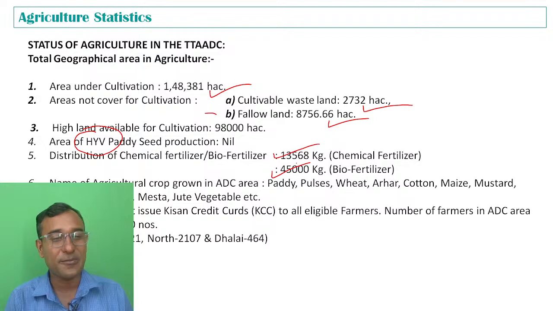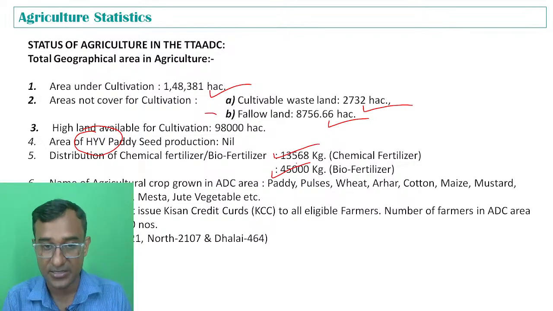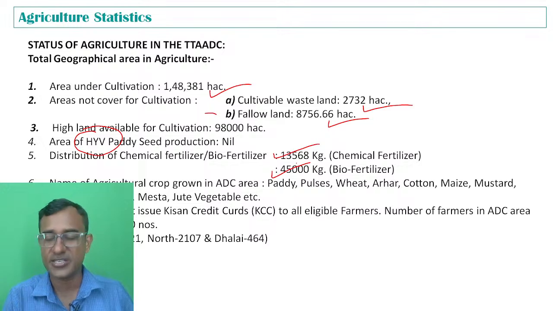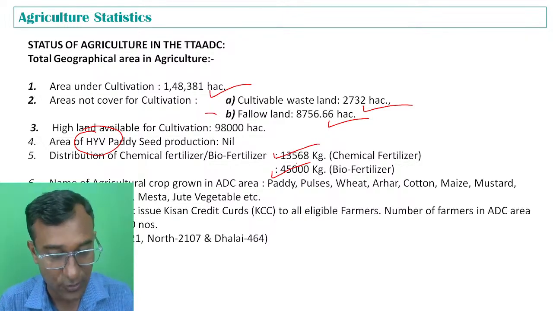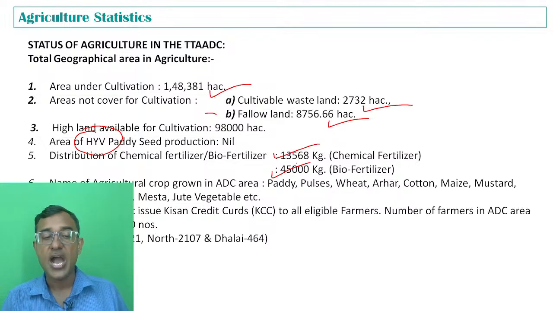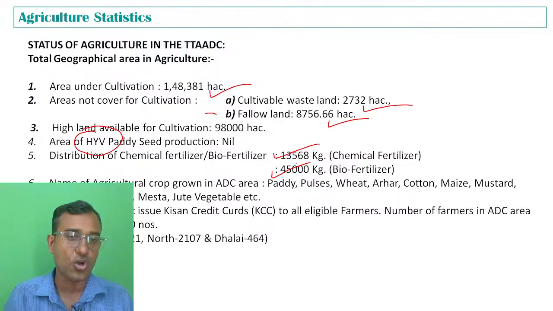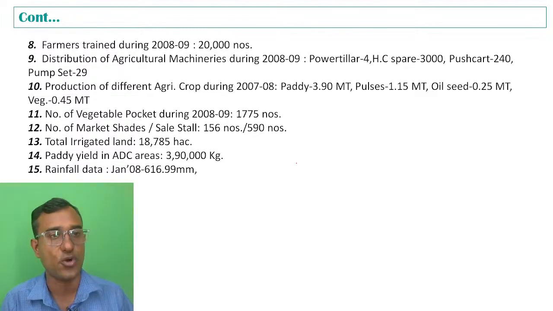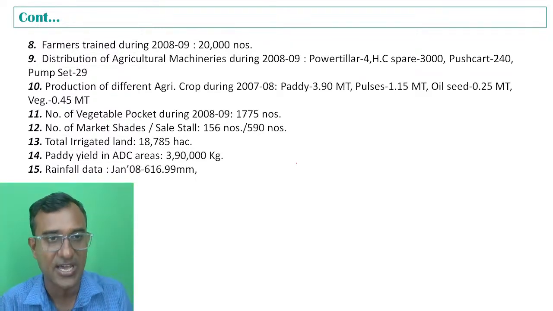State government Kishan Credit Cards, CARD, it will not be CURD, which we also call KCC, are given to eligible farmers. And in total, in those years the ADC distributed almost 6,040 KCCs. Okay, I am going faster so that you don't waste time on this video.